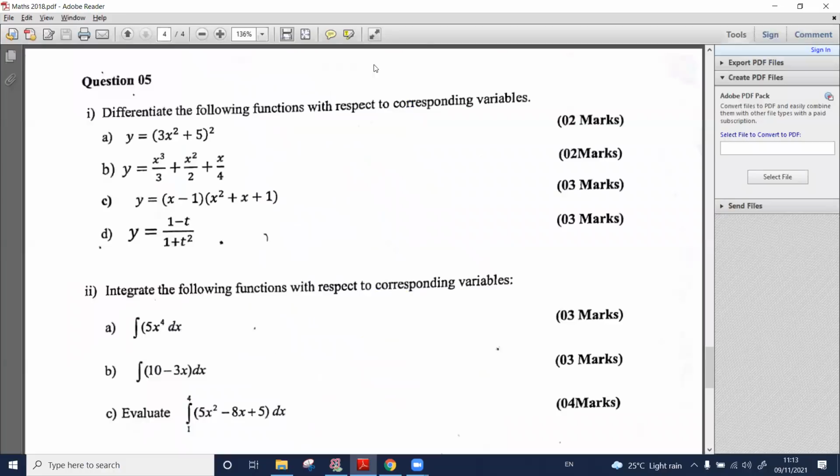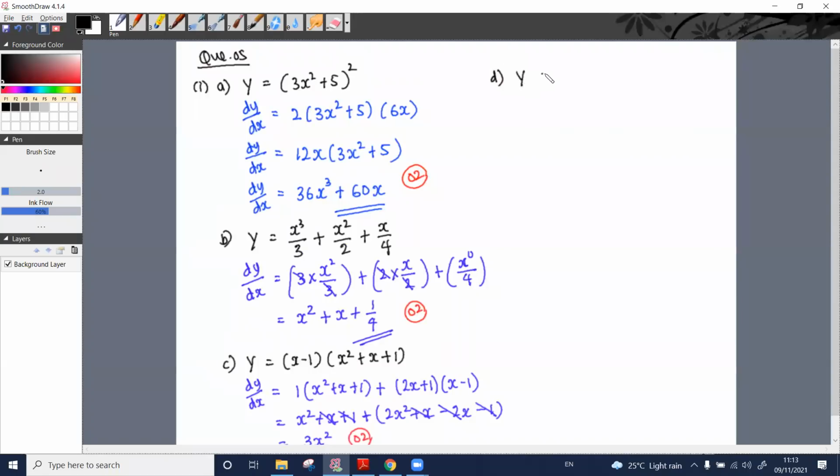Part D. Y equals 1 minus t over 1 plus t squared. Now to differentiate this one, what is the rule that we need to apply? Right, you have been tested on the chain rule, sum rule, product rule. Here, what is the rule? That is the quotient rule.